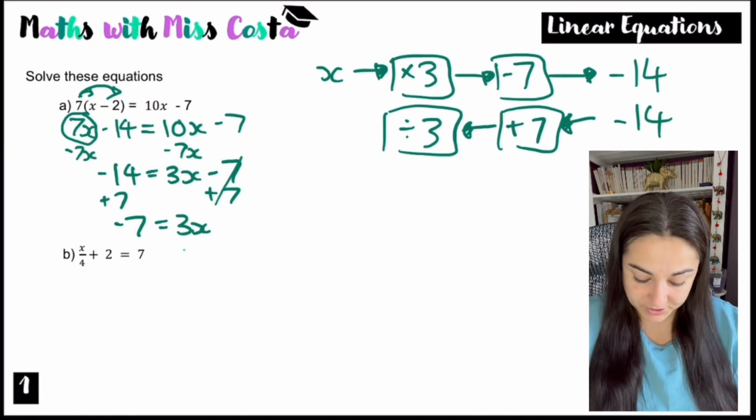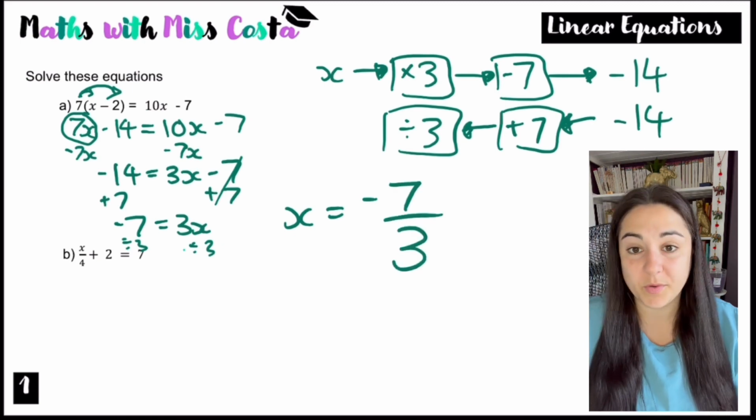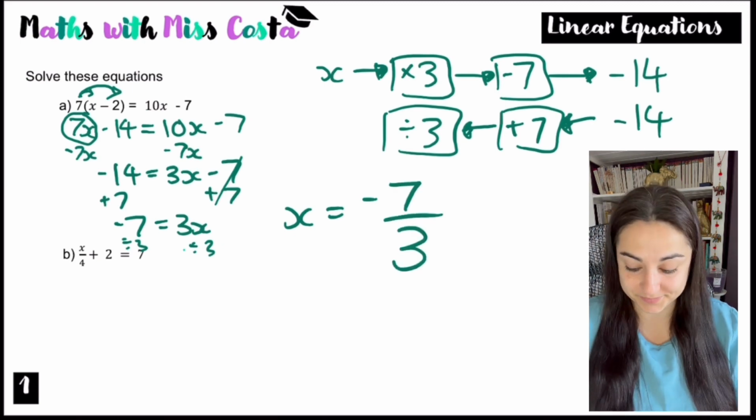And then what would I have to do? Divide by 3. So x would be -7/3. Once again, you can just leave this as a fraction.